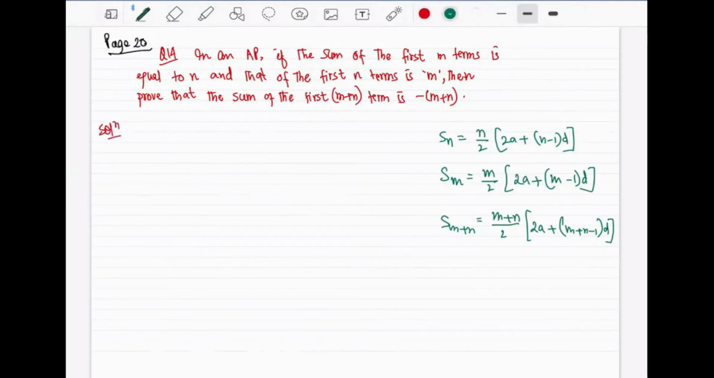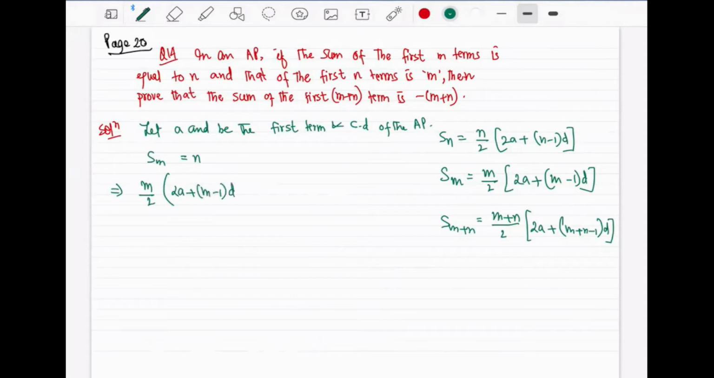Solution by equation. You have to start with: let a and d be the first term and common difference of the AP. What do we have now? According to the first part, the sum of m terms is given as n. Now let us replace the Sm with its respective formula. We will have m by 2, (2a plus (m minus 1) d). Let's enclose them in third brackets, easier to write, is equal to n.